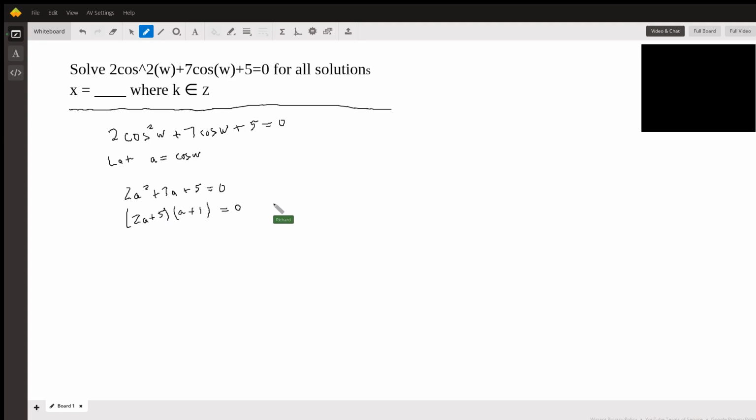If you want to check it, you can FOIL this out. You're going to get 2A squared plus 5A plus 2A plus 5, and you can see that that checks. Okay, so then we're just going to go 2A plus 5 is equal to 0, A plus 1 is equal to 0. Solve, so A is going to be negative 5 halves here. A is going to be negative 1 here. Now we're just going to replace A with cosine.